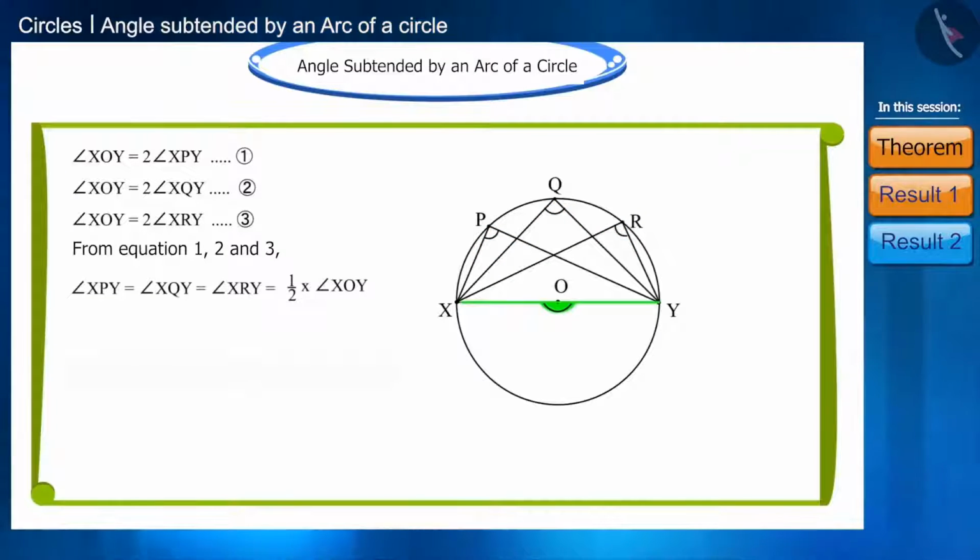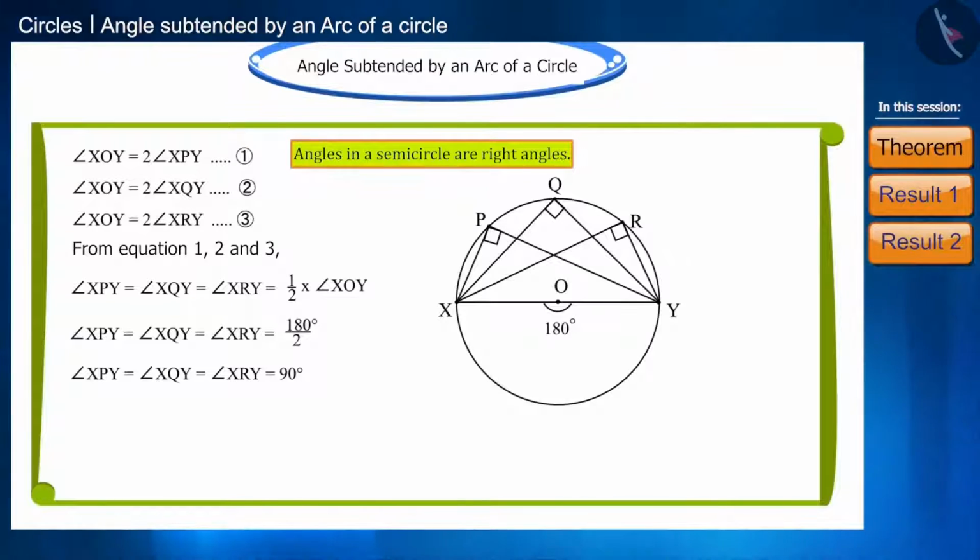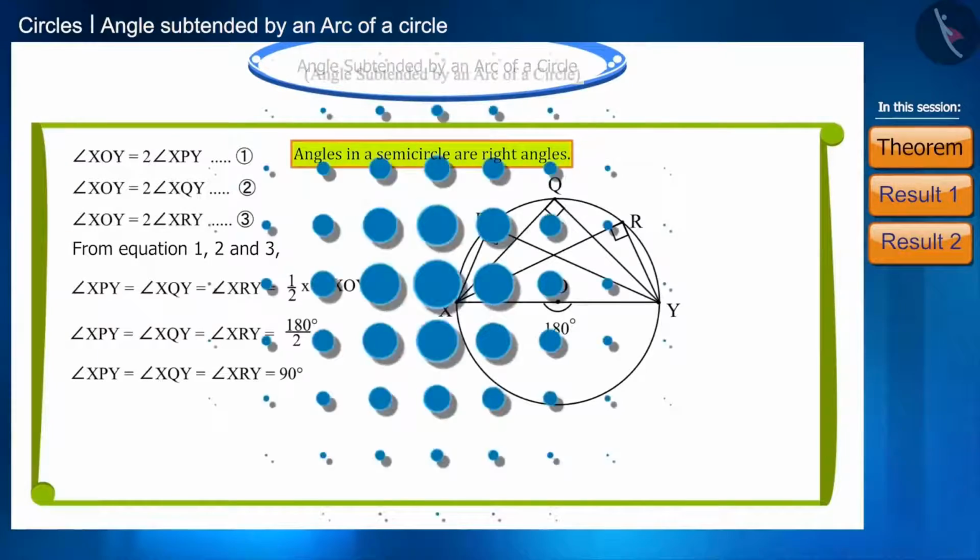And the angle XOY is the straight angle, so it will measure 180 degrees. Therefore, the measurement of all these angles will be 90 degrees. Thus, we have found another property of a circle, that the angle of a semicircle is a right angle.